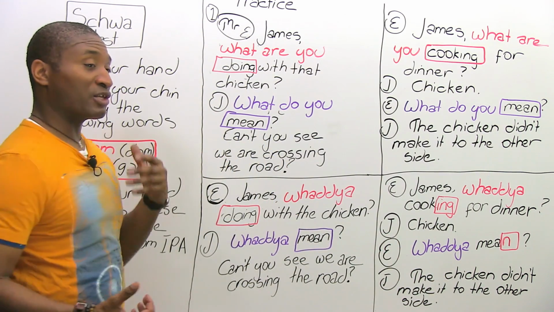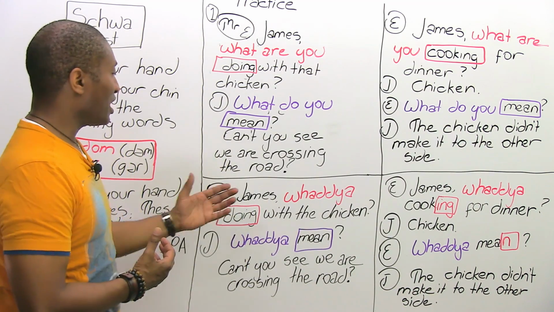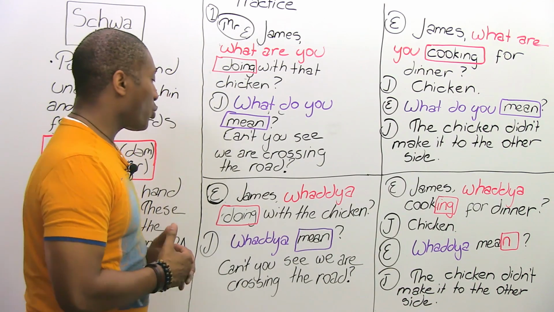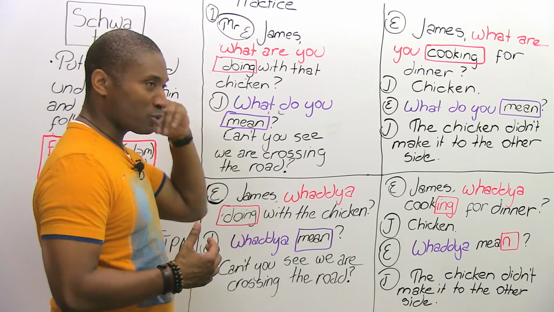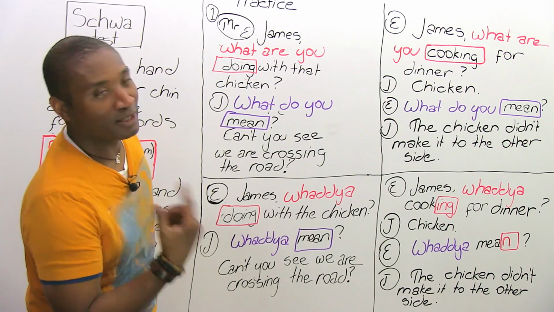If we change it to how English people actually speak and the real relaxed speech patterns we have, it comes off as this. James, what are you doing with the chicken? Notice I just floated. What are you doing with the chicken? Oh, sorry, that was Mr. E, not me. So let's try it again.